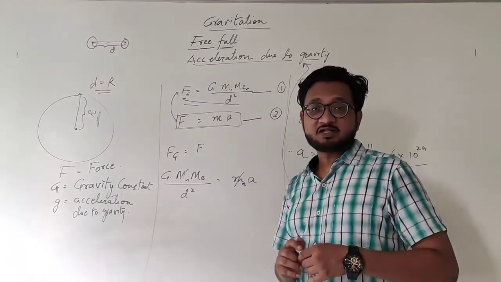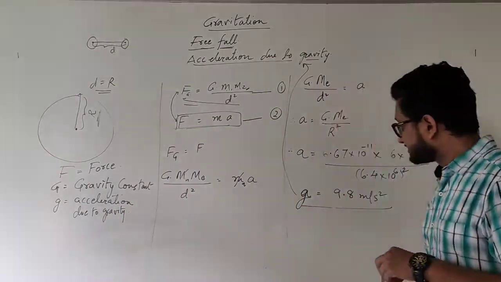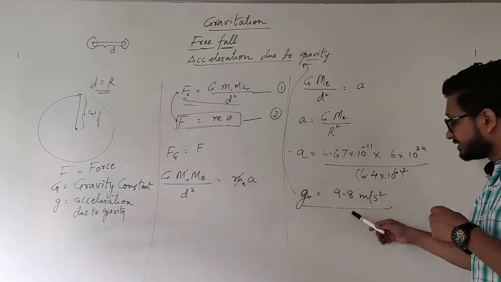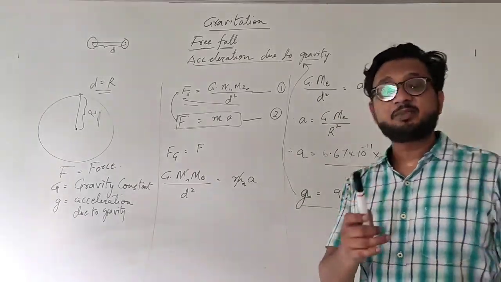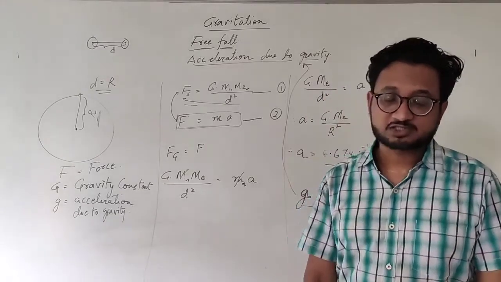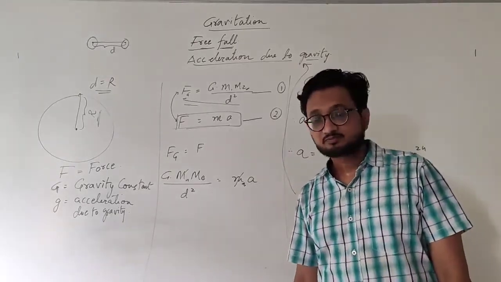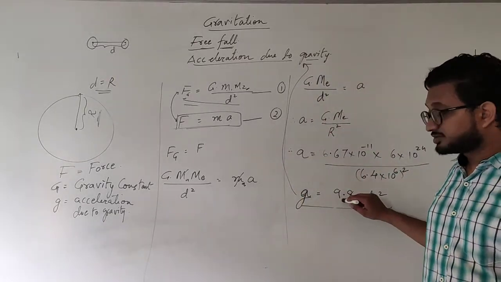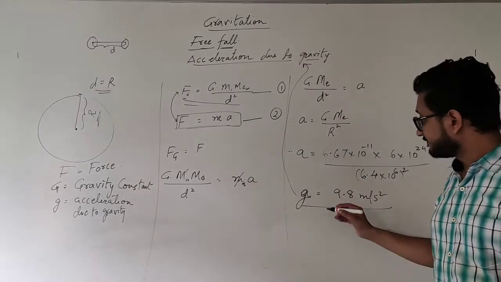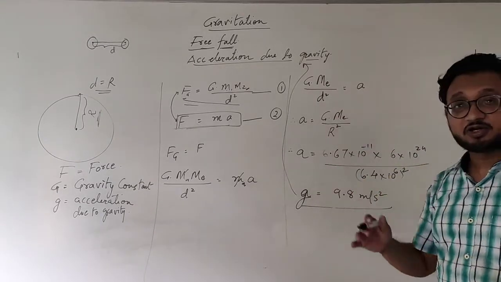Now I will make myself clear one more time, students, that the value of acceleration, that is 9.8 meters per second square, will remain constant only on the surface of Earth. Okay? And this value will change if we are on a different planet.